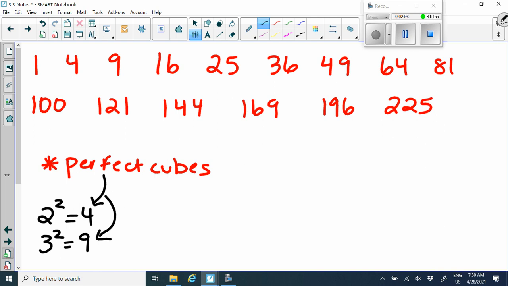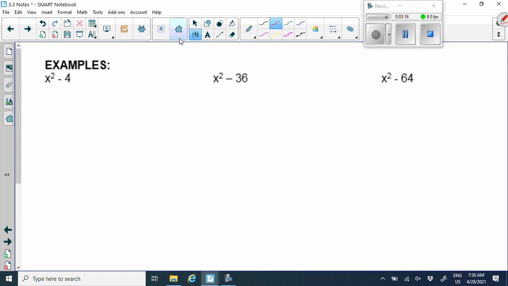Okay? Whoops, I was going to say cubes. We should be saying squares. Yeah, okay? So you don't even need to memorize the list. All you need to do is know how to generate the list. Take a number, square it, and whatever number you get, that is your perfect square. Okay? Okay, let's go ahead and try some of these then.